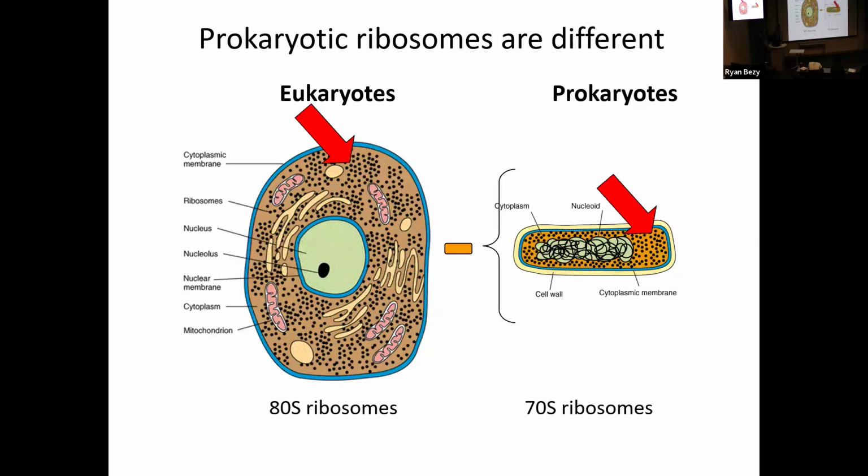Ribosomes are also different. Eukaryotes have what are called 80S ribosomes, and prokaryotes have 70S ribosomes. 80S versus 70S is an old-school way of measuring the mass of the ribosomes. Really, this is just saying the 80S ribosomes are bigger. They have a little bit extra mass, a little bit extra parts. But the 70S ribosomes are a little smaller and have a little less mass. But there are some structural differences between them.